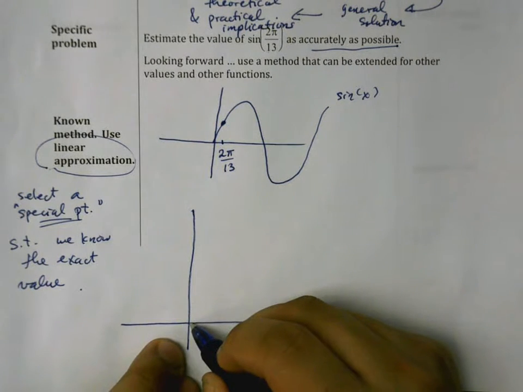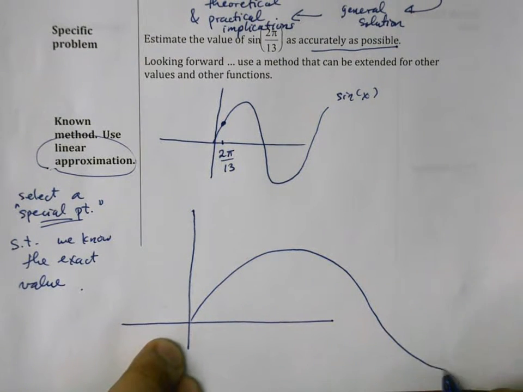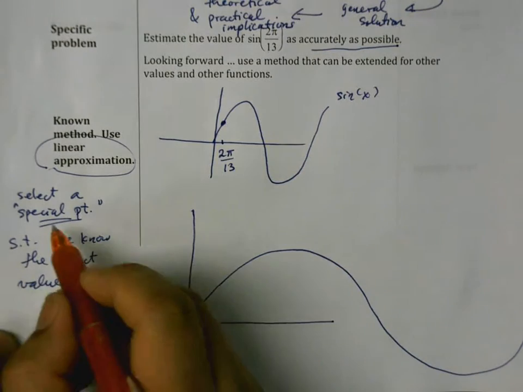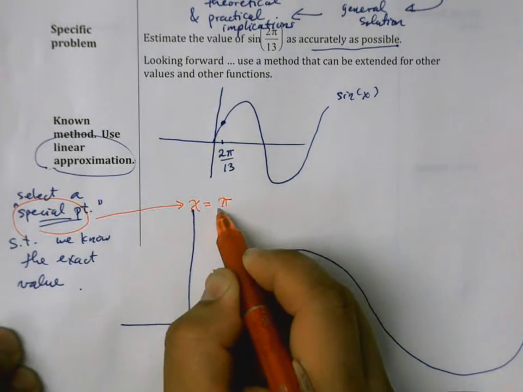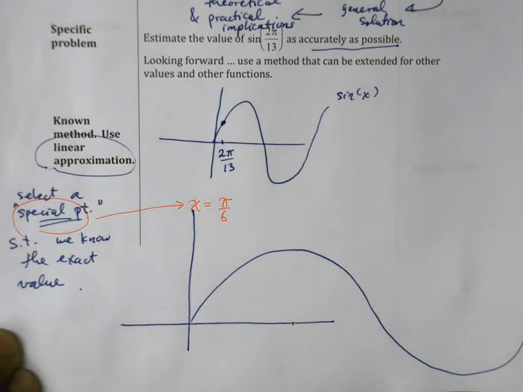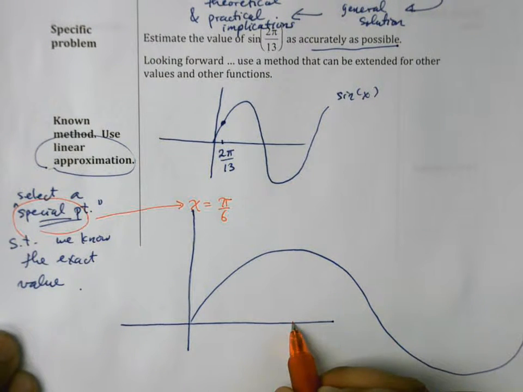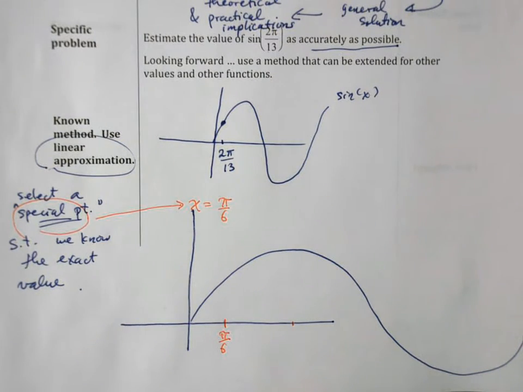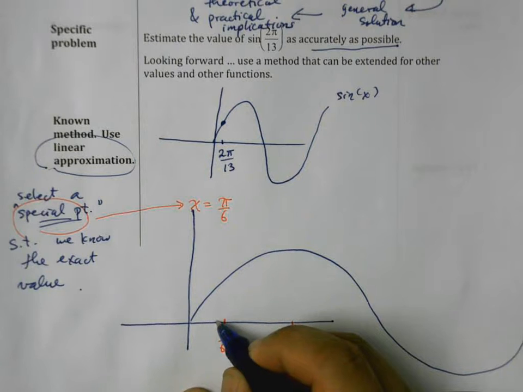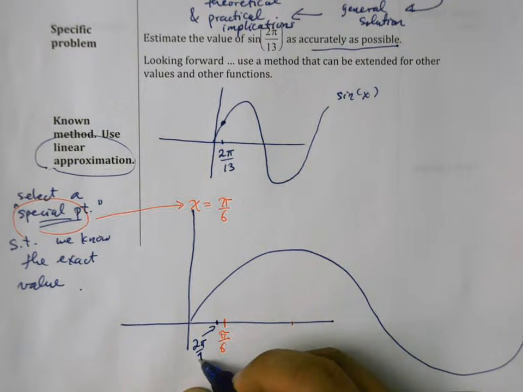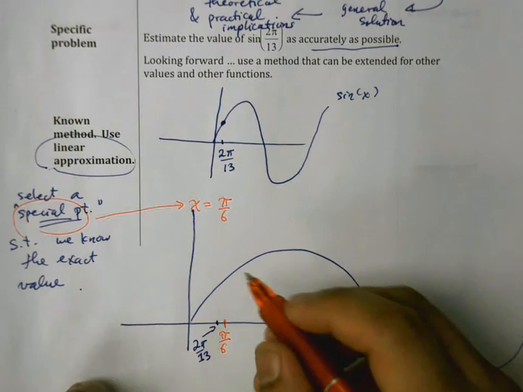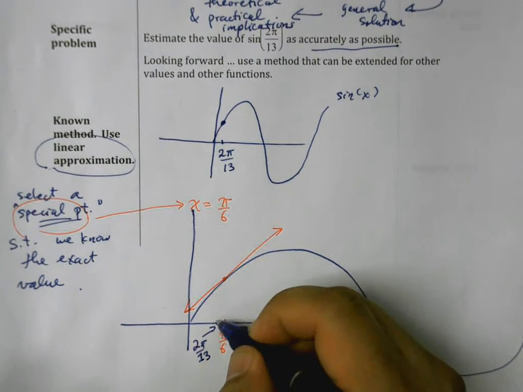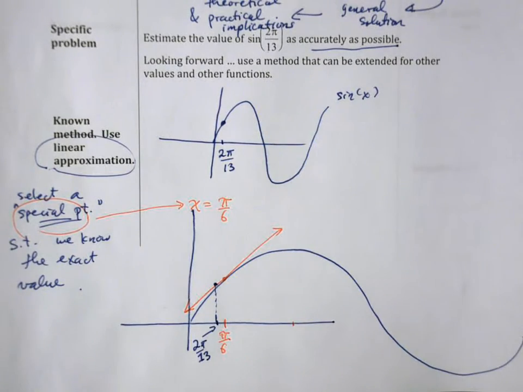Okay. So let's say I zoom in really big on this. 2 pi over 13 is very close to pi over 6. So our special point here we're going to use is x equals pi over 6. So this is pi here. So pi over 6 is around, I'm sorry, this is pi over 2. So pi over 6 is right here. And then 2 pi over 13 is a little bit to the left of that. So this is 2 pi over 13. Okay. And what we're going to do is find the tangent line through that point and then use the tangent line to help us estimate the value of sine of 2 pi over 13.